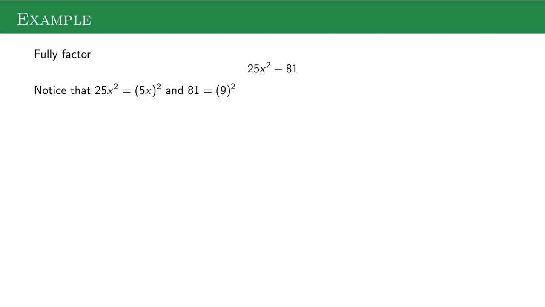25x squared minus 81. 25 is 5 times 5, so that's 5x being squared. 81 is 9 being squared, so I can put the 5x and the 9 in a little pattern, and I get my factored form. So this one is the one that saves the most time if you recognize it's a difference of squares. So you can pretty much go directly to the answer.